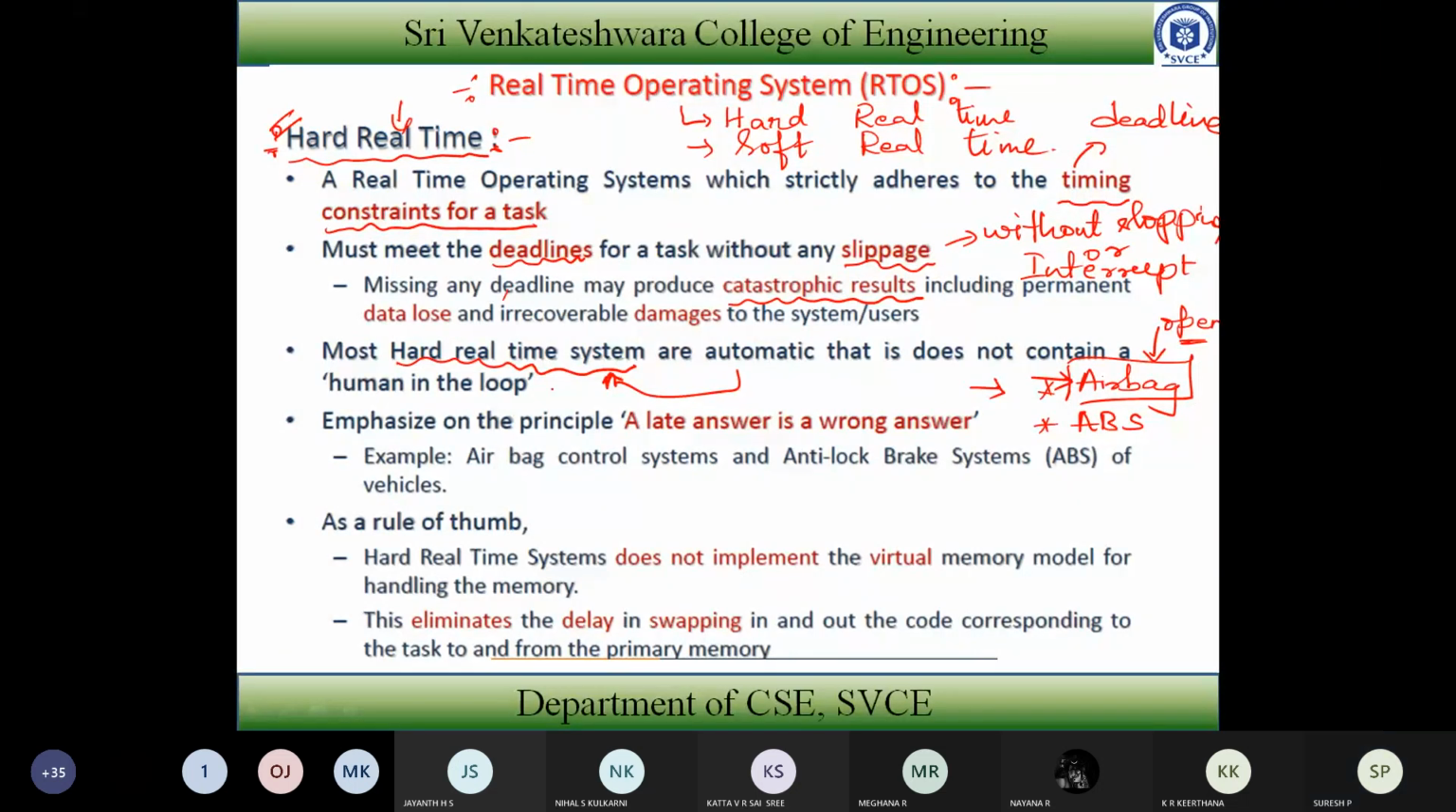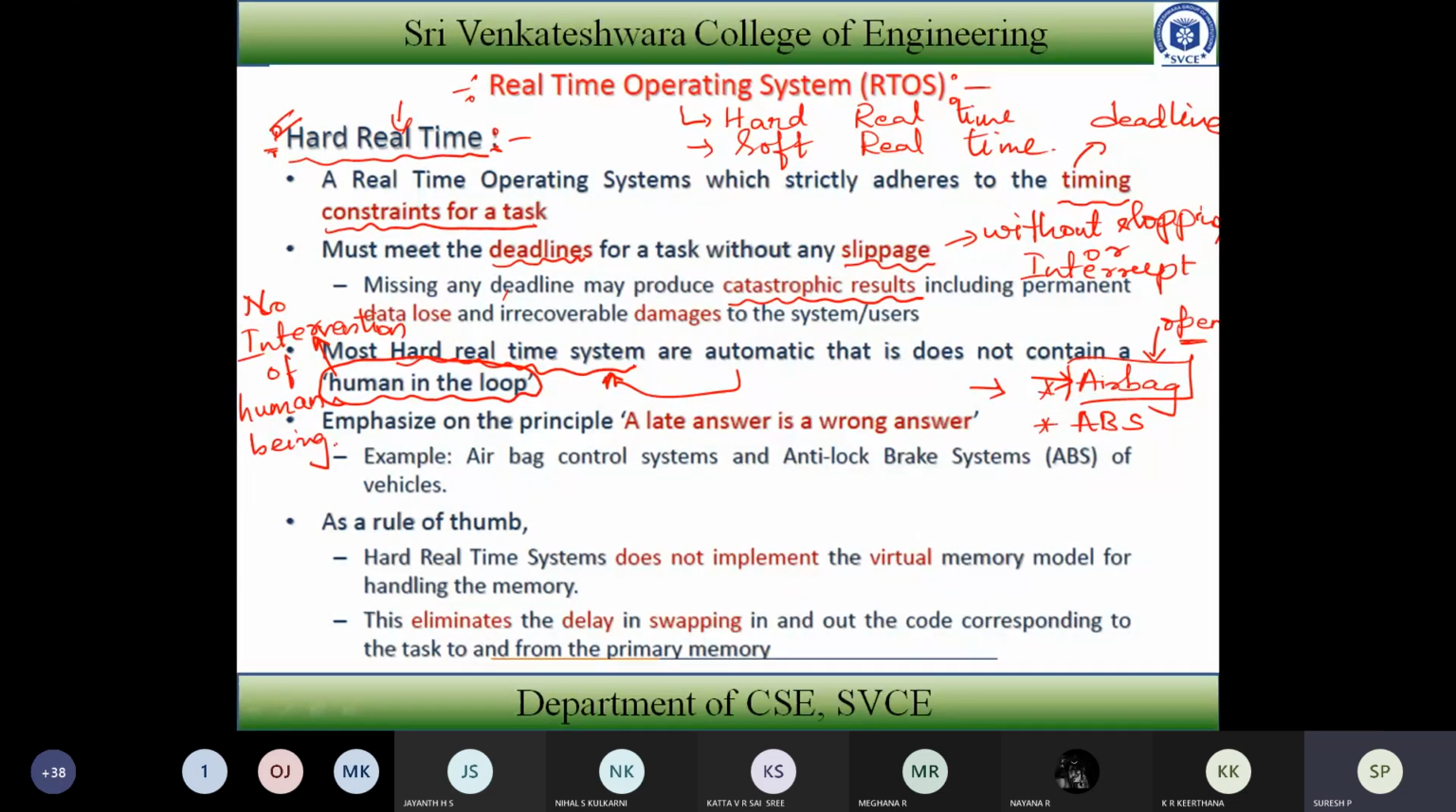Now when you talk about the hard real-time system, it is automatic and does not contain a human in the loop. It is not containing a human in the loop means what? There is no intervention of a human being there. So that's what you are going to have.